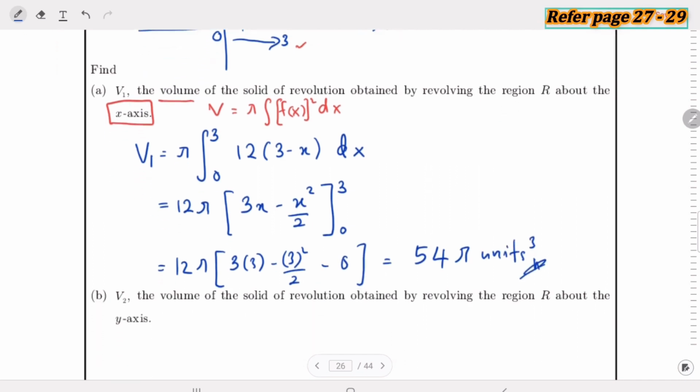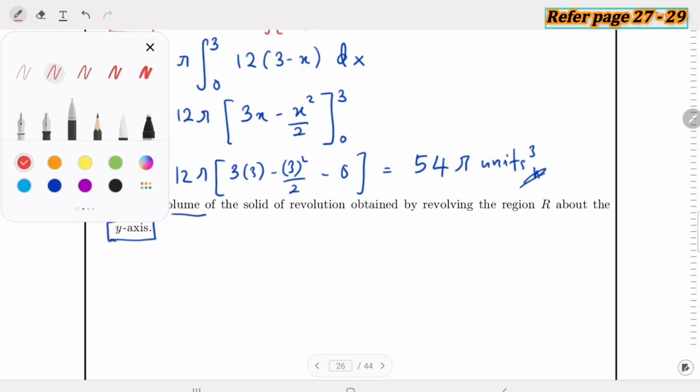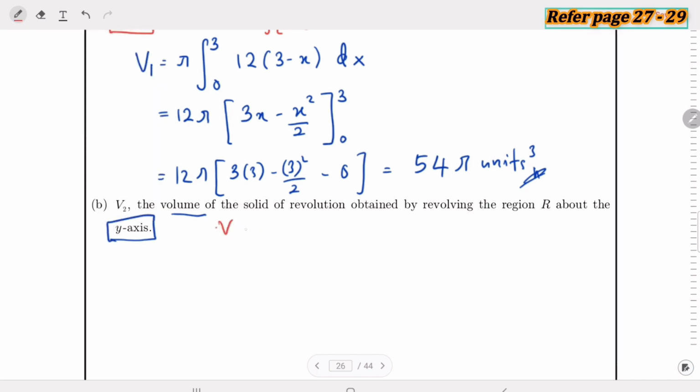Next, B, the volume of the solid of revolution obtained by revolving the region R about the y-axis. So be careful, still the volume, but about the y-axis. Just take note here. The volume would be pi, always remember pi, and then here would be our function y. Why? Because this one will be rotated about the y-axis, so we are using dy, with respect to y.